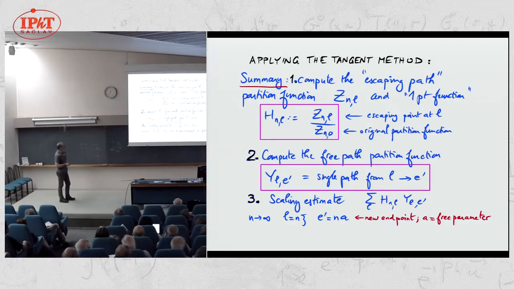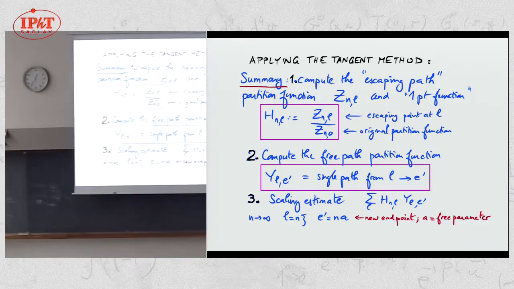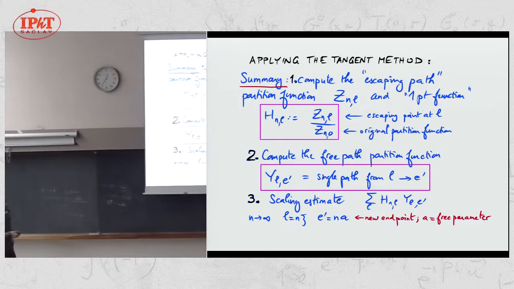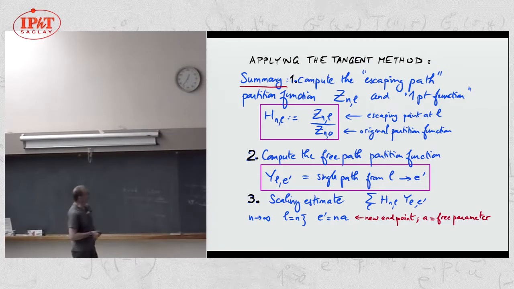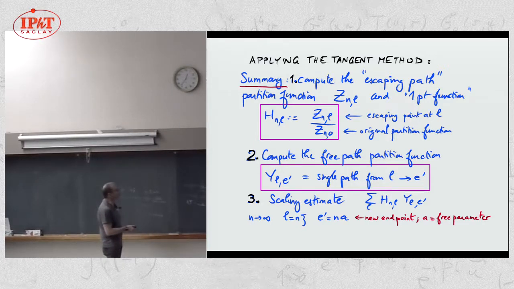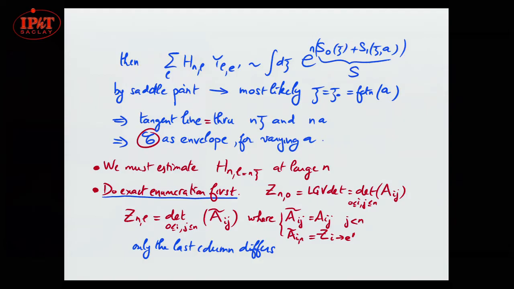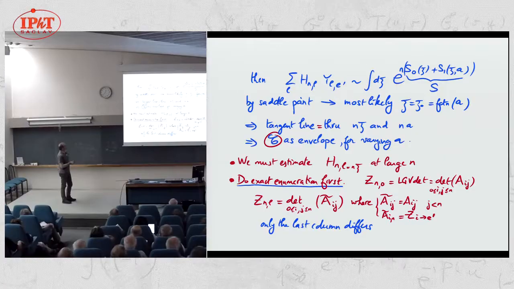Now, the scale estimate has to be done on this sum, right? I sum over the exit path positions, over this L, of the product of these two quantities. I do some reasonable scaling. Everybody scales with n, the number of points, the size of my system. And I parameterize my exit points by a number a, which will be a free parameter, the parameter for the parametric family of tangents. Then I just do some asymptotic analysis, and by saddle point, I'm supposed to find this most likely exit point, and the tangent line will be recovered, and the Arctic curve as the envelope. So the main thing we have to do is really to estimate those two quantities.